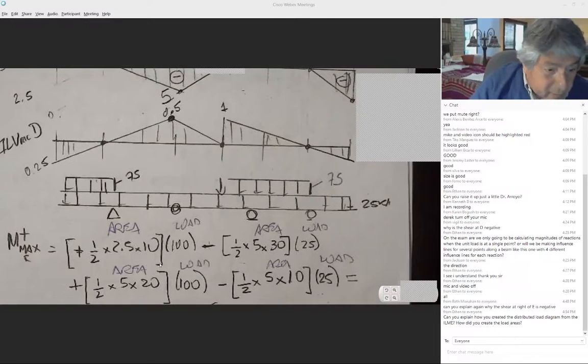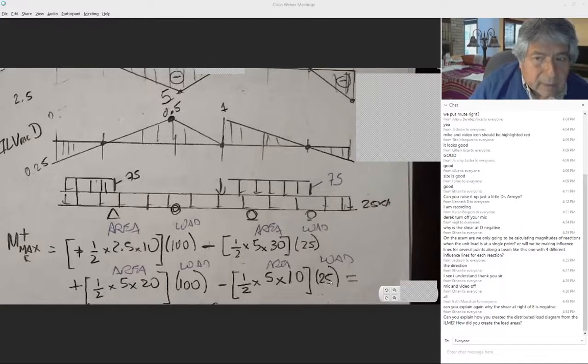This 100 in here is 75 plus 25. This is only the dead load, negative. In here, dead plus live, 25 plus 75. Positive area, negative, only 25. Any other question?